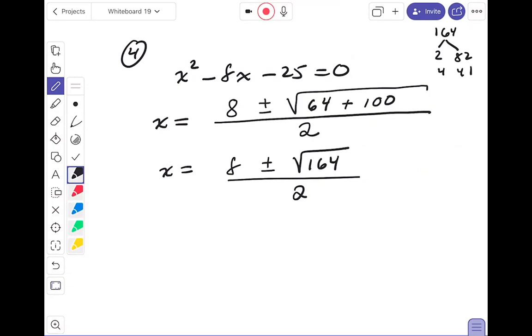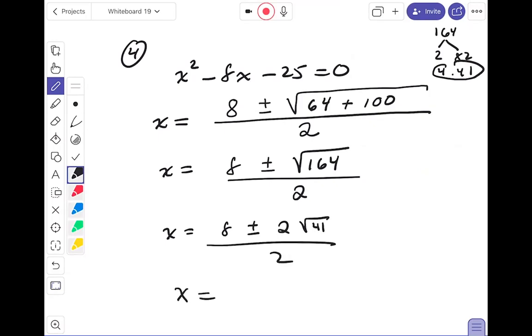All right, so let's put this down. X equals 8 plus or minus. We're looking at this now. Square root of 4 is 2. No, I don't know the square root of 41. Over 2. I'm going to divide through. 8 divided by 2 is 4. Plus or minus 2 divided by 2 is 1. So it's going to be one of those root 41s.